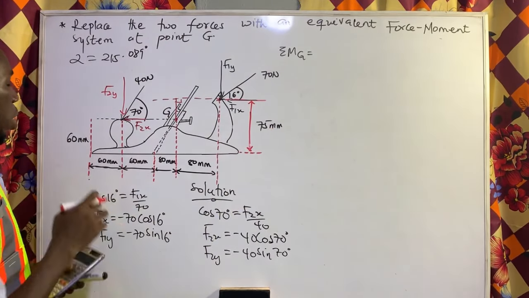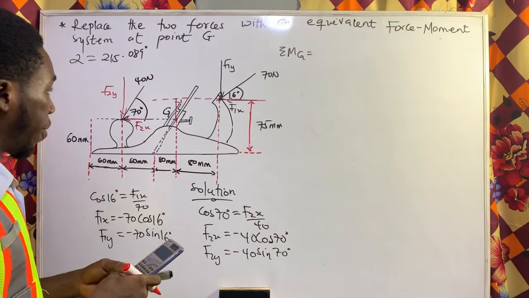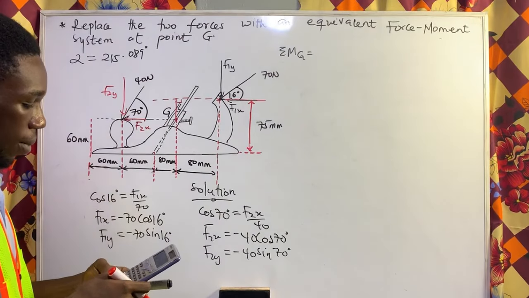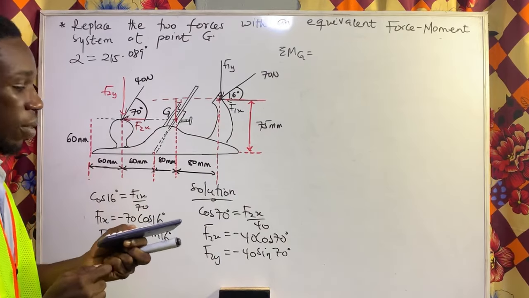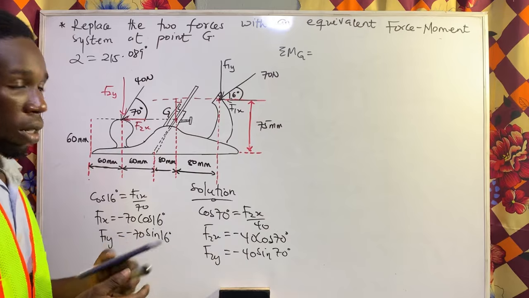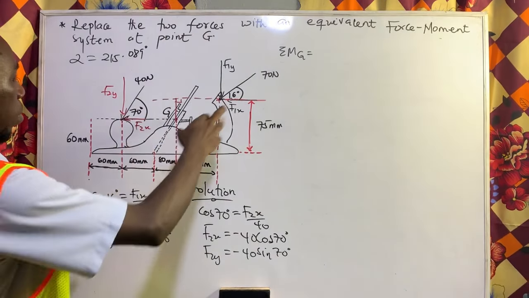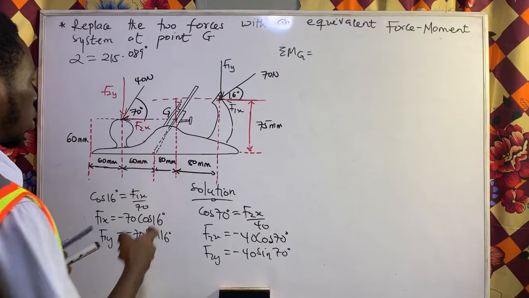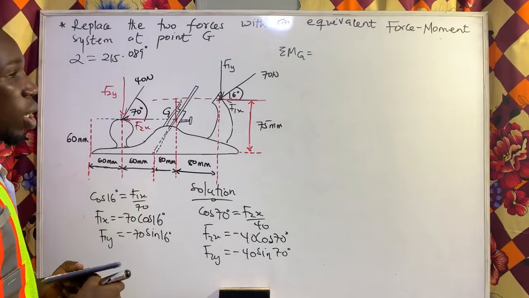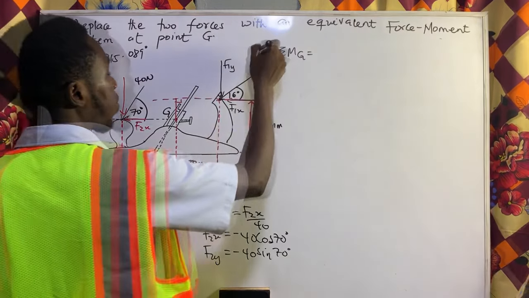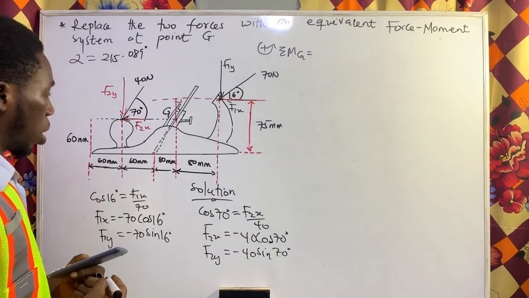That distance is 75 mm minus 60 mm, and you have to convert from mm to meters. So 75 minus 60 gives us 15, and 15 times 10 to the power minus 3 gives us 0.015. So we've converted 15 millimeters to meters, which gives 0.015 meters. This x component will cause a counterclockwise moment about point G, so that's positive. We are taking counterclockwise as our positive direction.